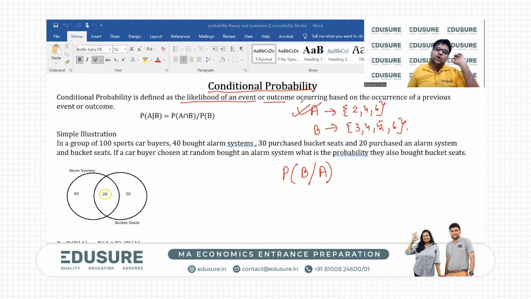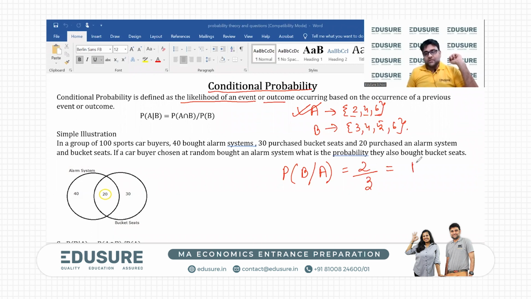So I have already got either 2, 4, or 6. Now, what is the probability that I am getting a number that is greater than 2? Therefore, it can only be 4 and 6. So out of 4 or 6, that is 2 outcomes out of 3. Getting a 4 or 6 ensures that B is also satisfied, and the total is 3 outcomes.